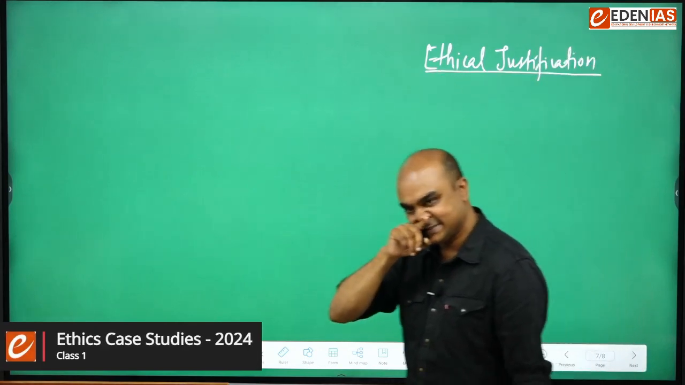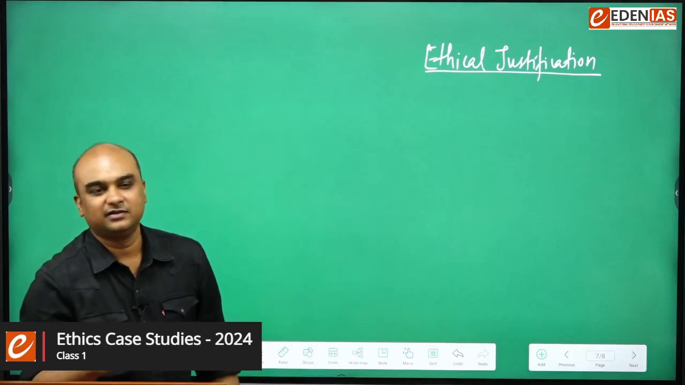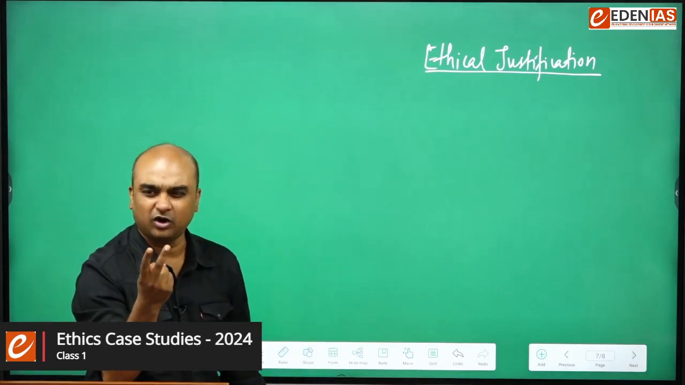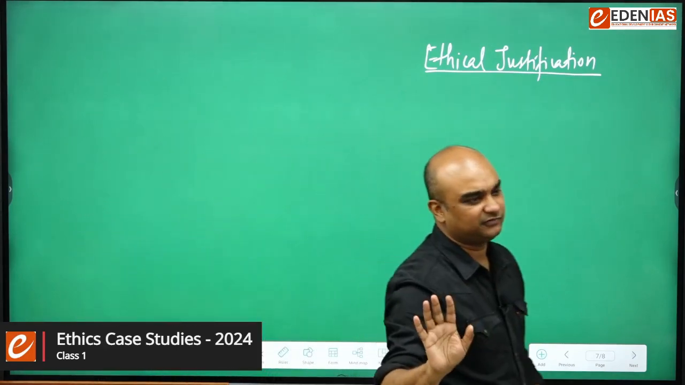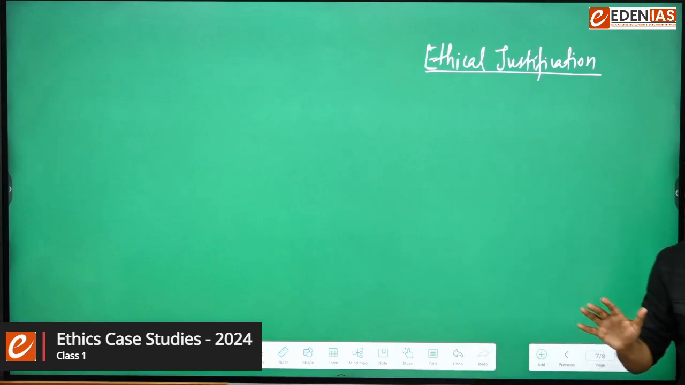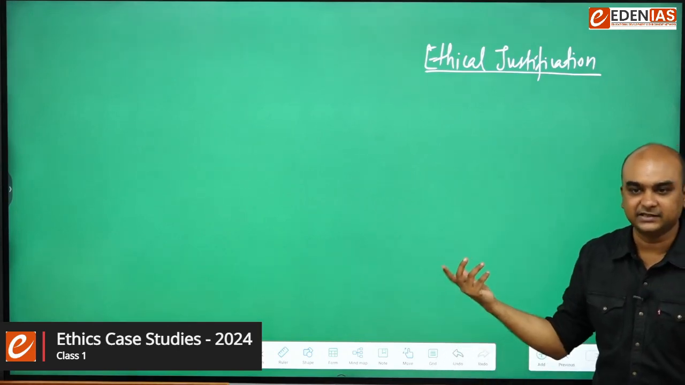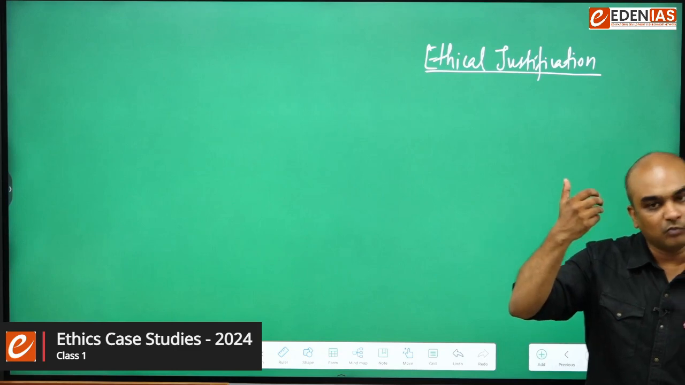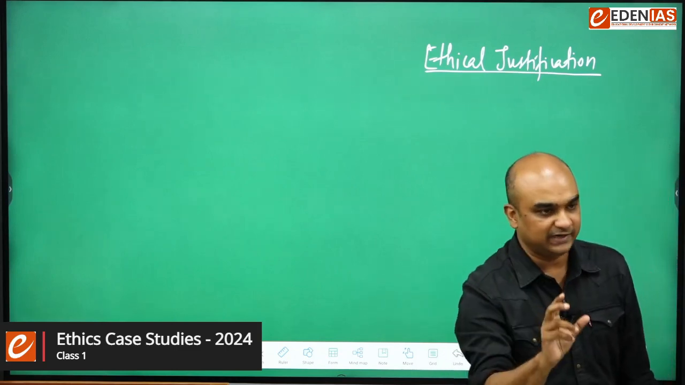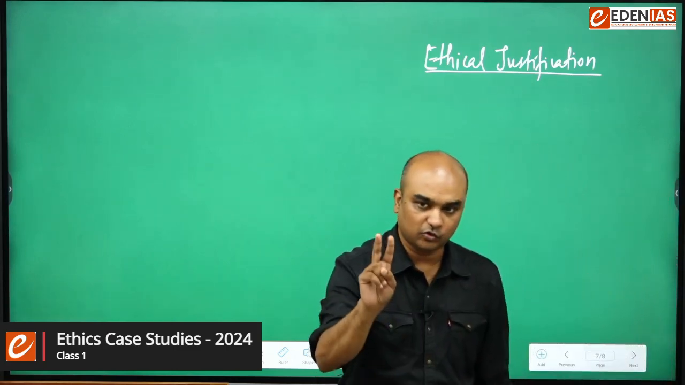Now, in ethical justification, highlighting 2 scholars or 2 thoughts will be enough, even 1 will be enough. But here, for the sake of convenience, because this is kind of model case study, that's why I am highlighting more than 2. Okay, but in every case, keep it in mind that go for only 1 or 2. Just go on.